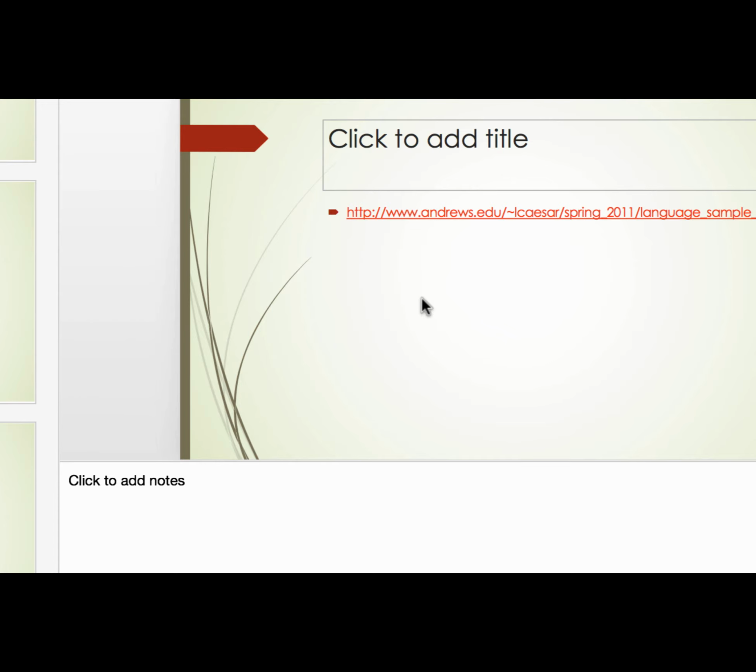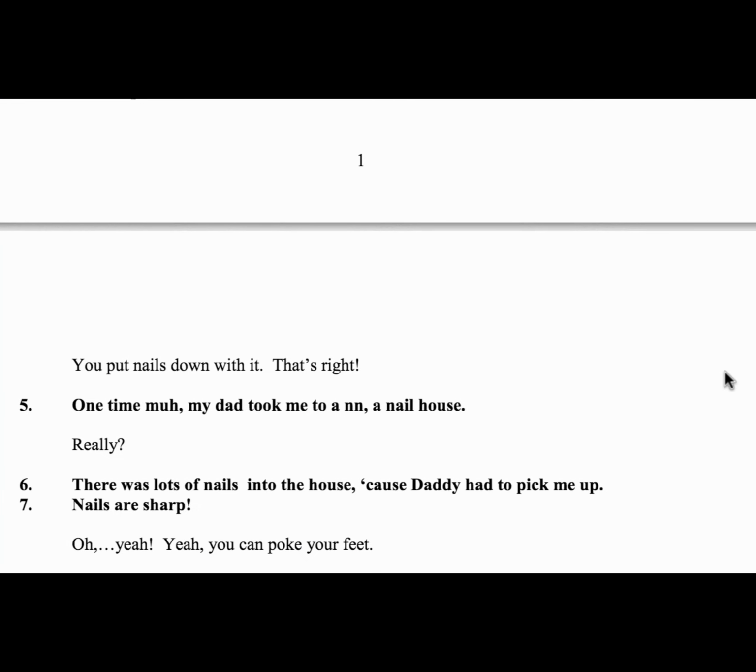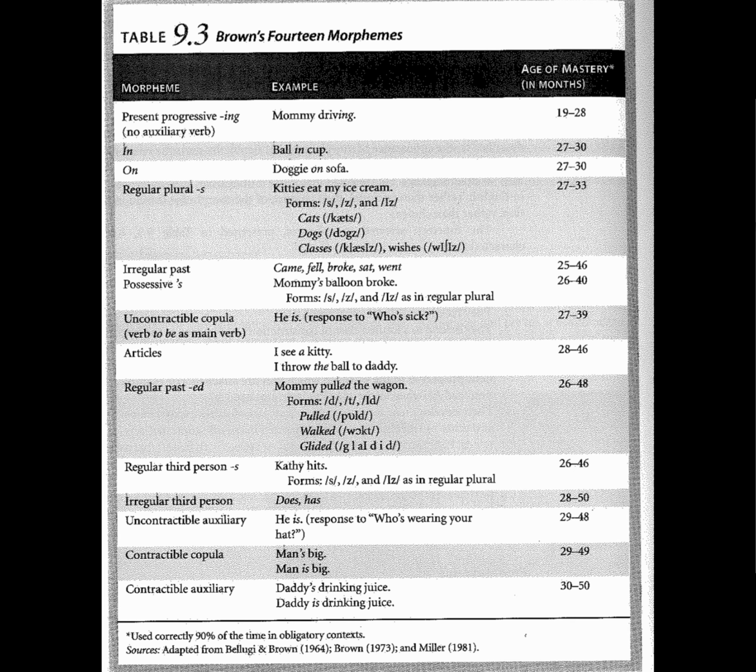And what I didn't tell you before about MLU is that it typically corresponds with age. So an MLU there with this child, even though she says she's 3.5, she would be close to 7 years old as far as this language sample is concerned. So another way you can analyze that language sample is to compare that child's use of Brown's 14 morphemes and decide whether or not she's on track.